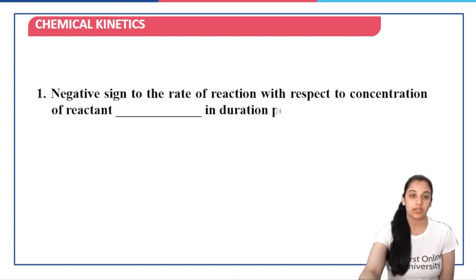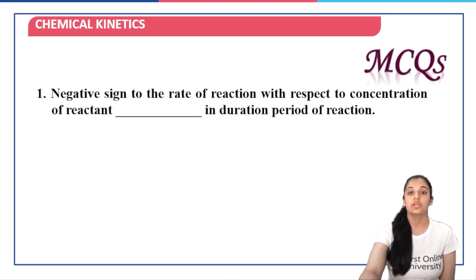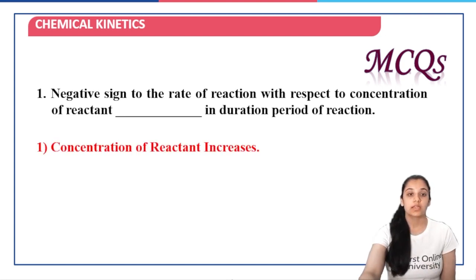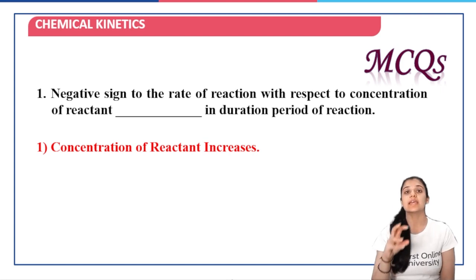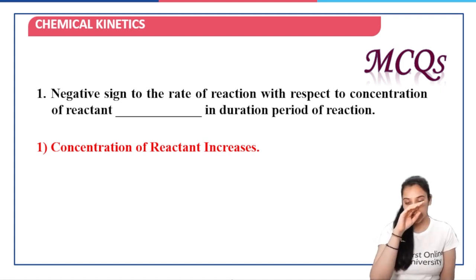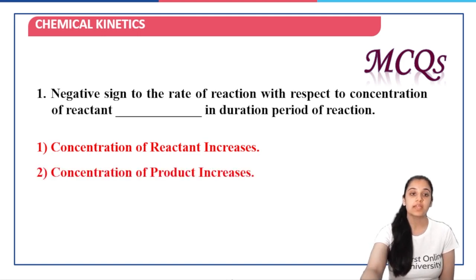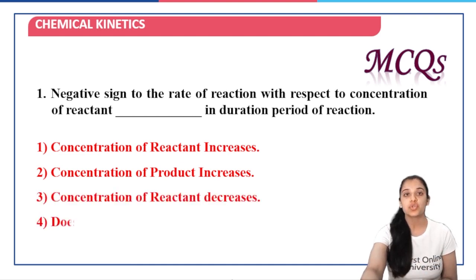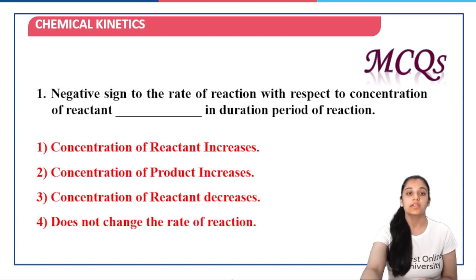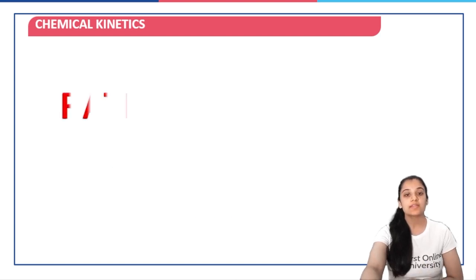Now the negative sign, this is an MCQ question for you. The negative sign to the rate of reaction with respect to concentration of reactants in the duration period of reaction. That means the negative sign indicates what? Does it indicate the increase in concentration of the reactant? Then it would have been a positive sign. Concentration of the product increases, but the negative sign is not for that. The concentration of reactants decreases, or there is no change or does not change the rate of the reaction. So option C is the right answer.